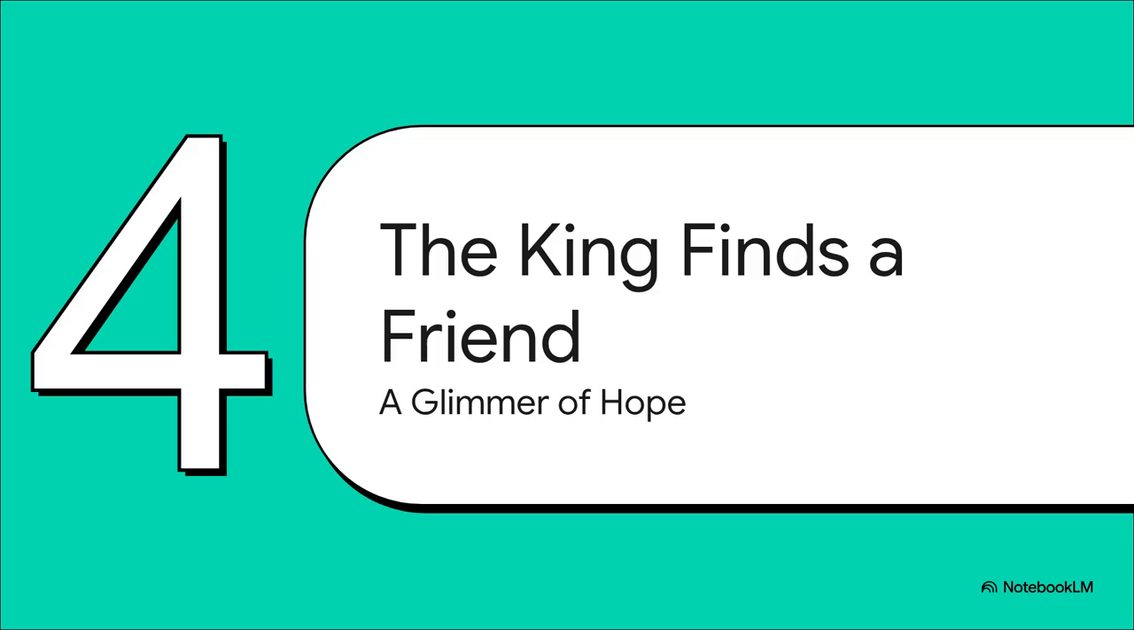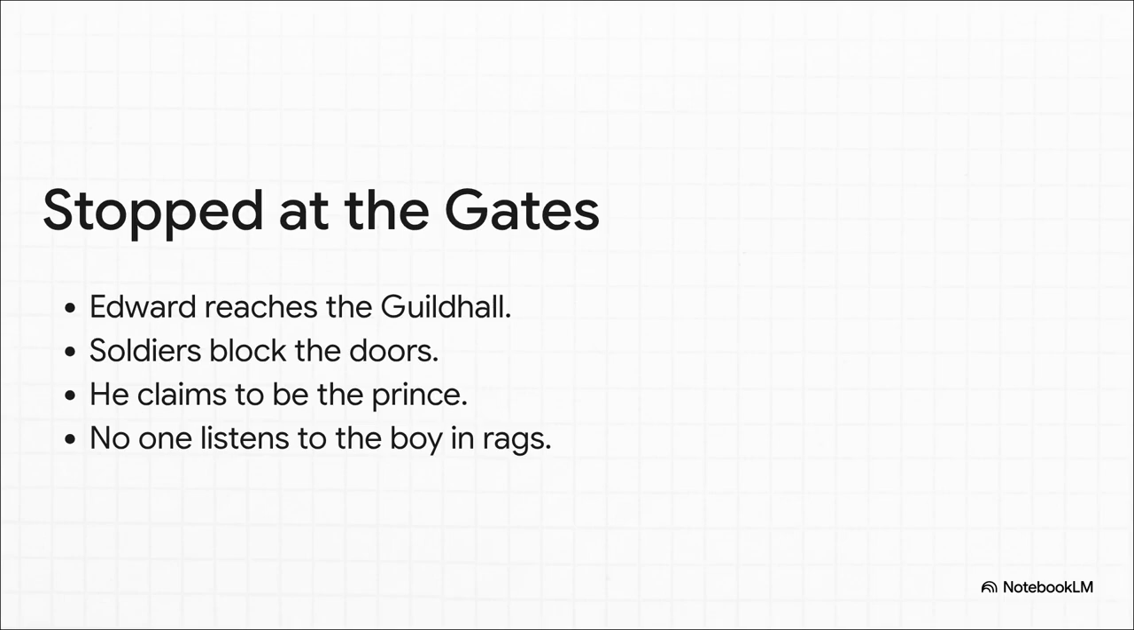So he finally makes it to the Guildhall, but his journey is nowhere near over. In fact, right here, his fate is about to take another totally unexpected turn. He gets there totally exhausted but still determined, and what does he find? A wall of soldiers blocking the doors. He demands to be let in, claiming he's the prince. But they just laugh at him. Nobody listens to a little boy dressed in rags. All his royal authority means absolutely nothing when he looks like a beggar.